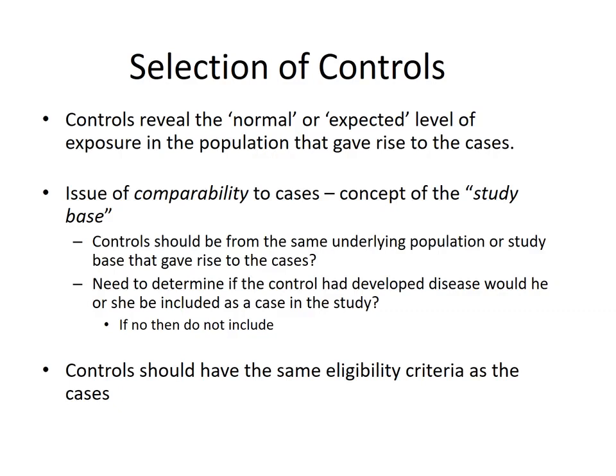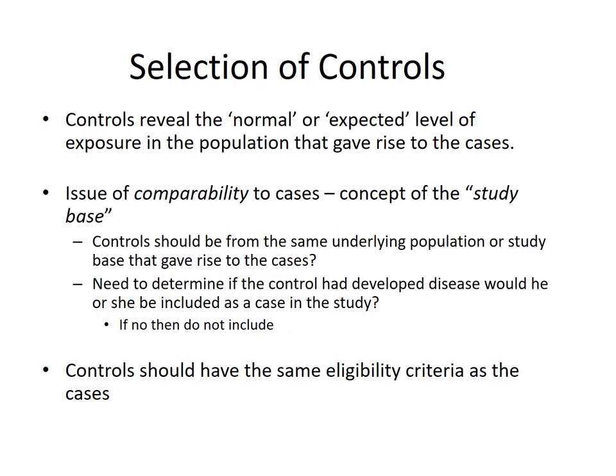One issue is that controls should be from the same underlying population or study base that gives rise to the cases. For example, I want to assess aspirin and Reye syndrome. So I choose as cases children admitted to the hospital who have Reye syndrome. The controls should be from the same area, children who live under the same conditions, who go to the same hospital, the same schools. It's important to have the controls from the same population base.